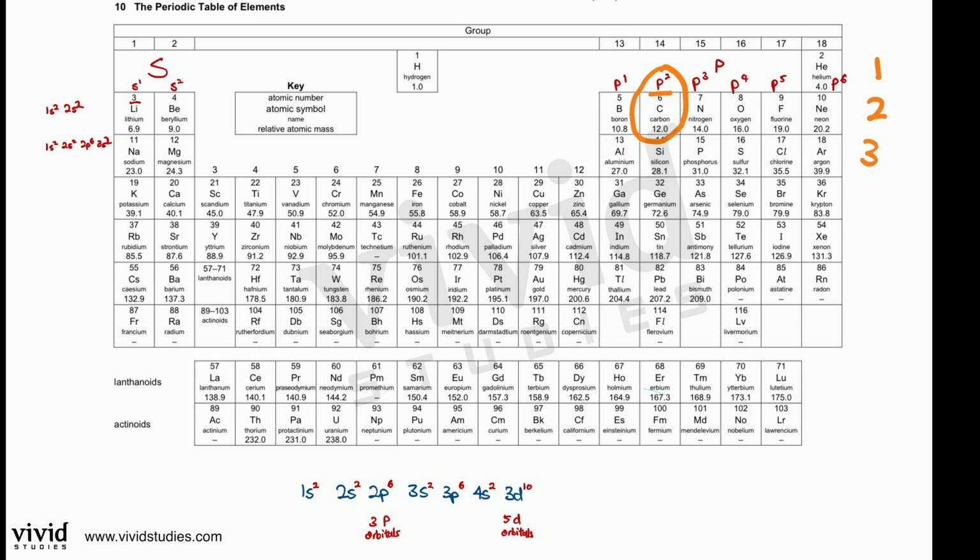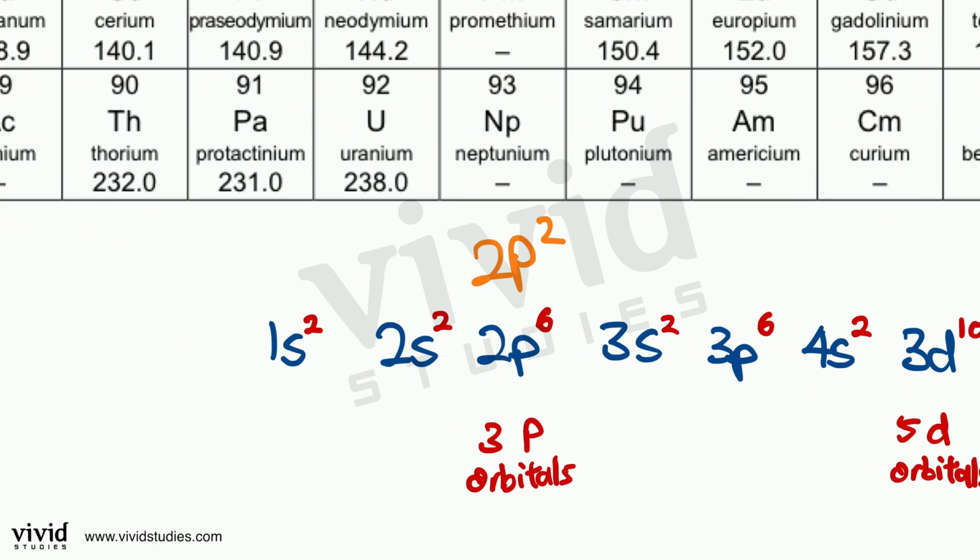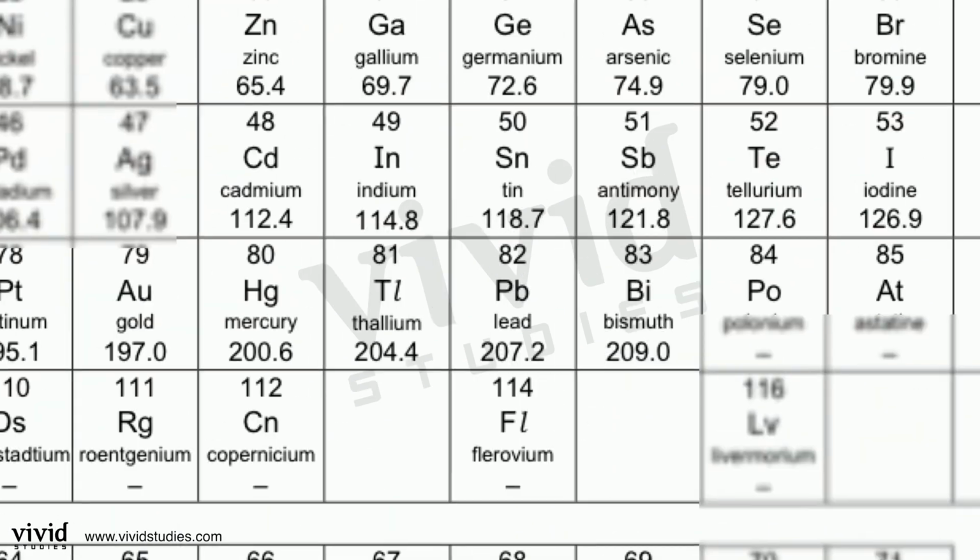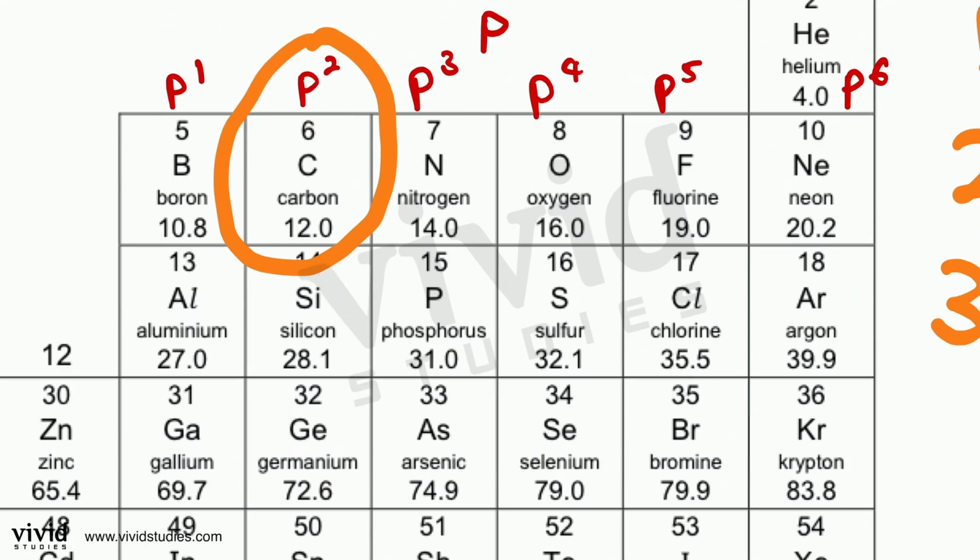However, we also see that carbon is in period 2. So we'll actually be able to tell that carbon ends off as a 2p2 electronic configuration. So when we're using our shortcut, we can actually just write out all the electrons that are fully filled before we reach this 2p2. In this case, this will be the electronic configuration of carbon.